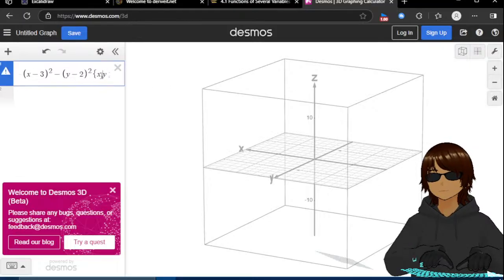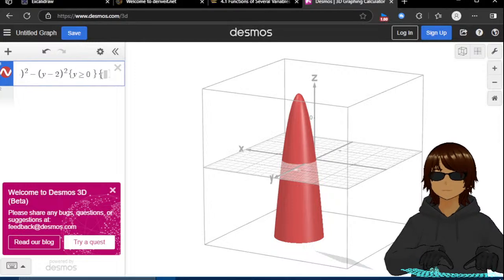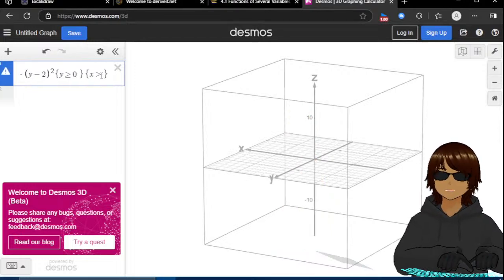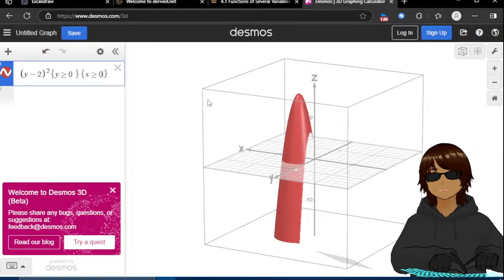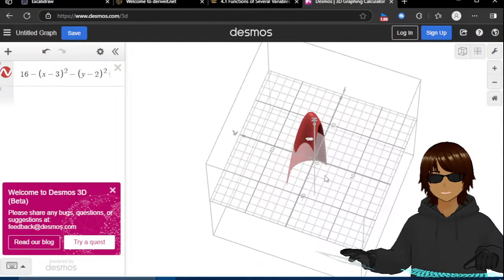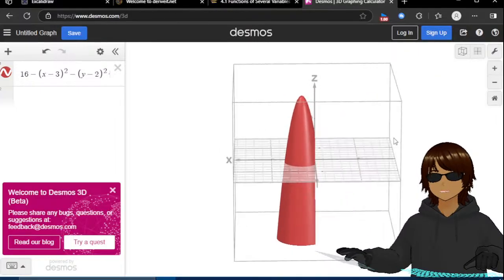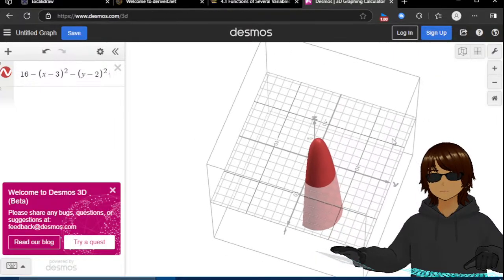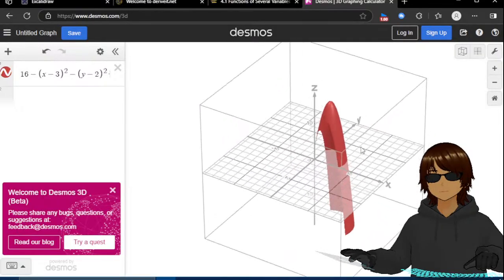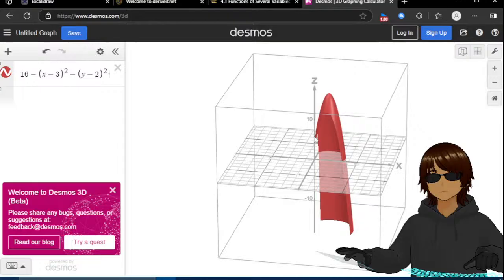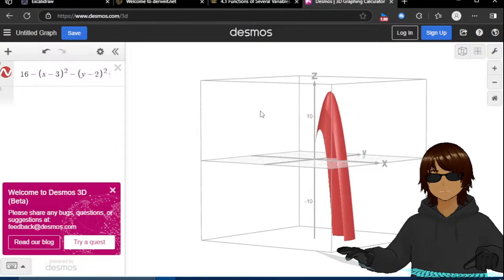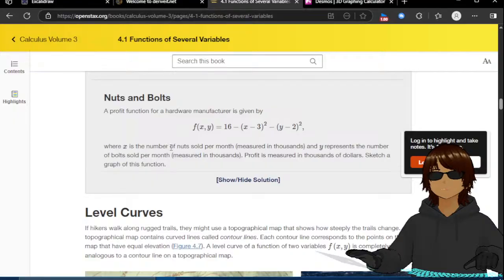Nope. x is more than or equal to 0. Yeah. The graph looks like this, but z also has to be more than 0, right? Wait, if the number of nuts and bolts is 0, we would be left with 16. But where is he getting a profit of 16 if he didn't sell any of these two?